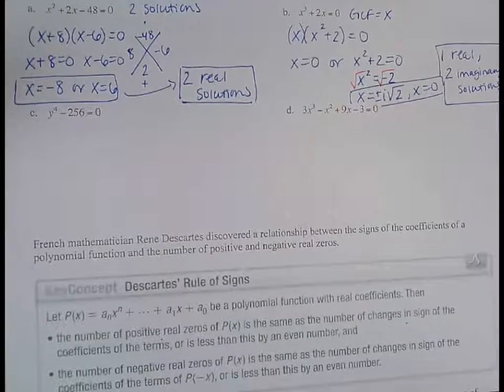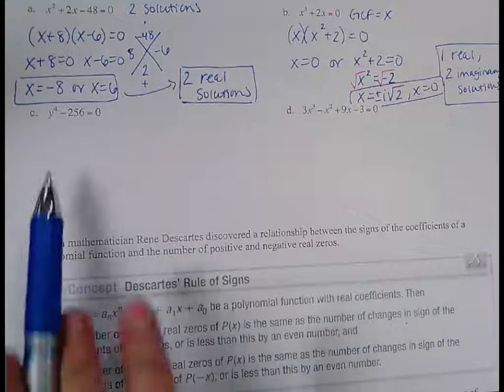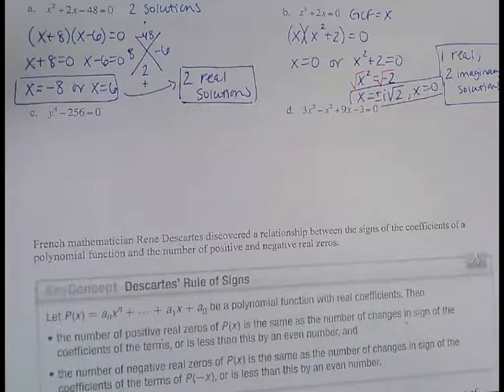All right, so looking at C, all 4 of these examples are a little bit different. All methods you've used before, but all different from each other. So in C, we have y to the 4th minus 256 equals 0. How many answers should we be getting? 4.